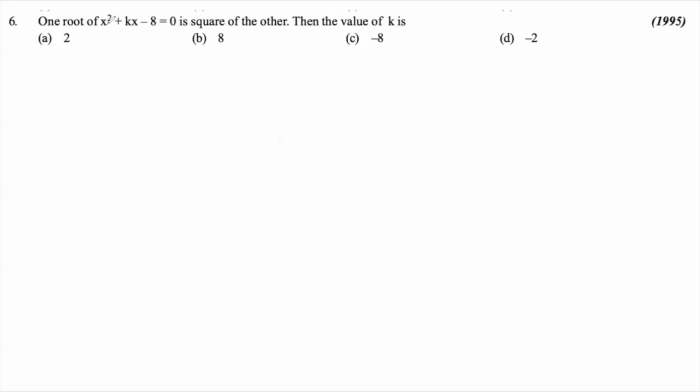So the question tells us one root of x square plus kx minus 8 is square of the other. So if I call, let's say, one root as alpha, the other root will be alpha square, right? Then what is the value of k?